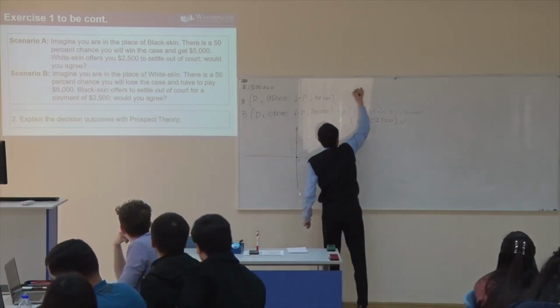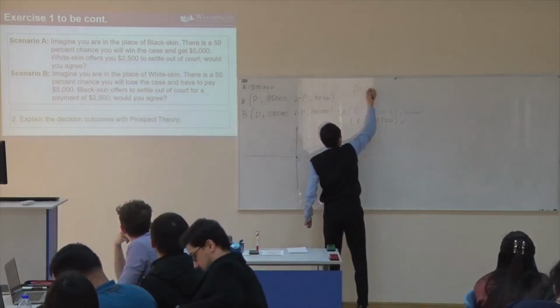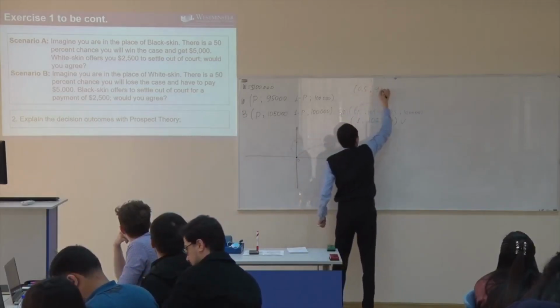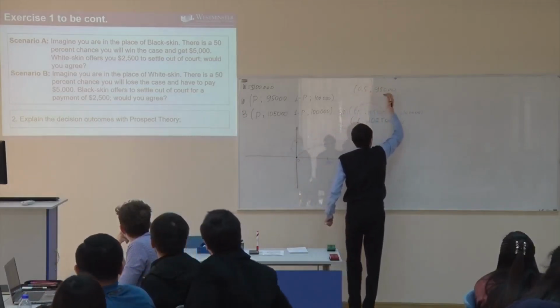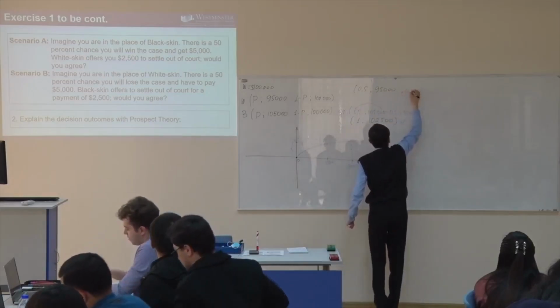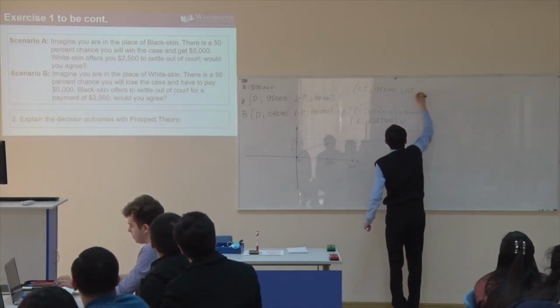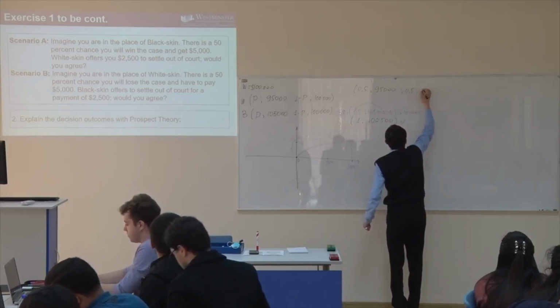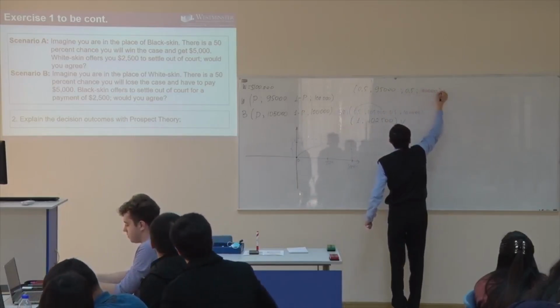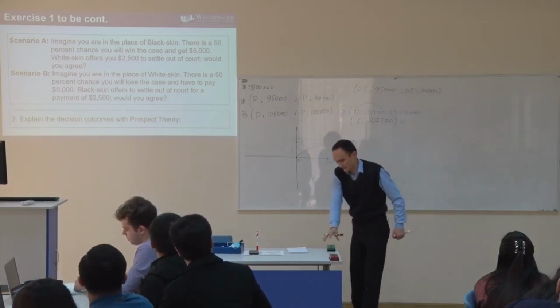So which means that there is a 50% chance that her wealth is going to be 95,000. And there is another 50% risk, probability, that her wealth will not change. Okay? That's the case.